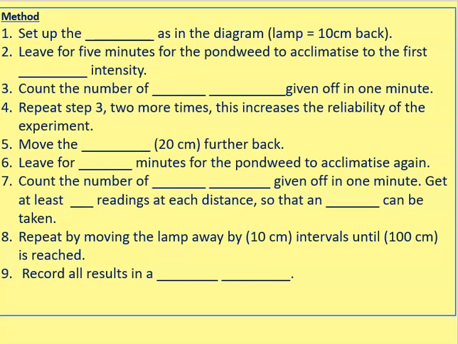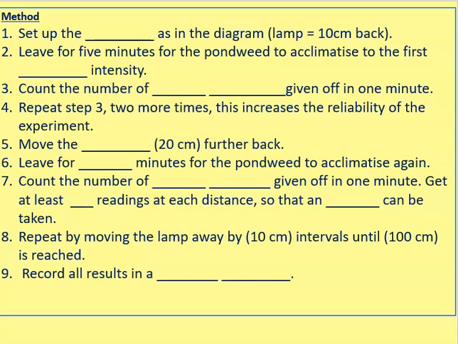Now, I have put the method on the next slide, which is here, with some keywords missing out. I would suggest that you write this method out and make sure you know it. Often they put a 6-mark question on an exam and they ask you how you would test for the rate of photosynthesis, and you have to be able to describe exactly what is going on. So pause the screencast now, see if you can write this method and fill in the gaps.